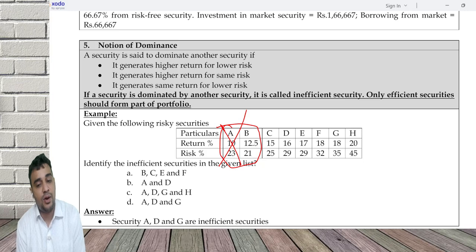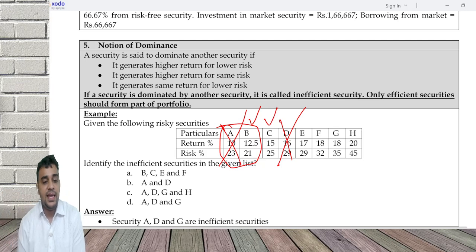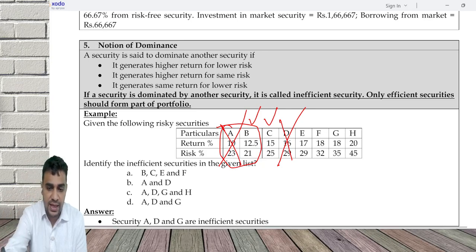Between C and D, is there any domination? C and E. Guys, participate. C and F, C and G, C and H. So B and C are withstanding this. Between D and E, there is a domination. Who is dominating? E is dominating D. Reason is same risk but higher return. So D is eliminated. Is E able to withstand against F? E against G? E against H? So E will be there in the portfolio.